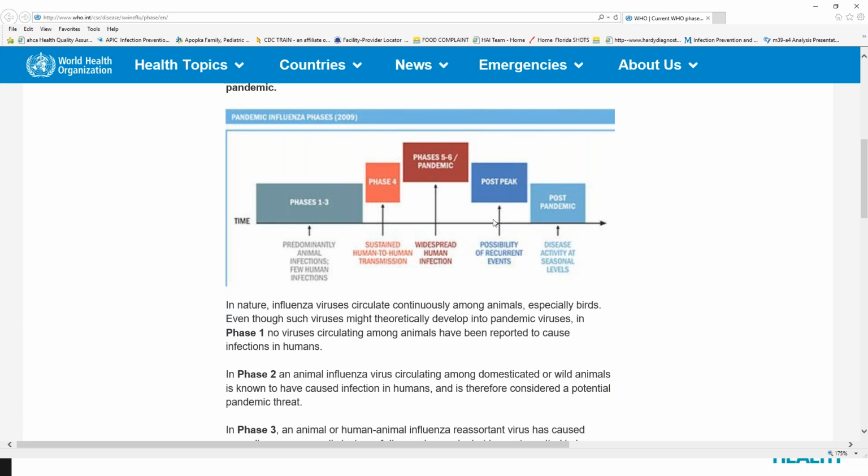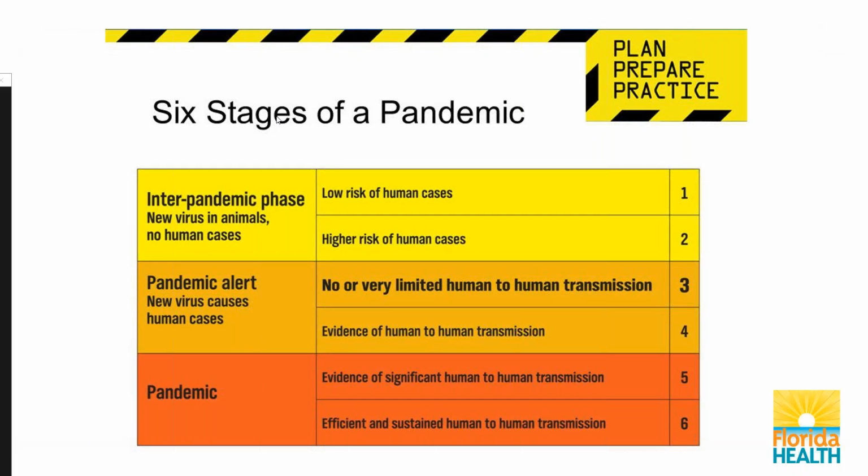And then they have the post-peak, which is the possibility of recurrent events, and then the post-pandemic, which is disease activity at seasonal levels. So out of the bioterrorism or infectious disease disasters or events, pandemics are going to be the ones that have the highest morbidity and mortality, specifically relating to the public's health. So it's really important to ensure that you have those emergency preparedness plans in place at your healthcare facilities.